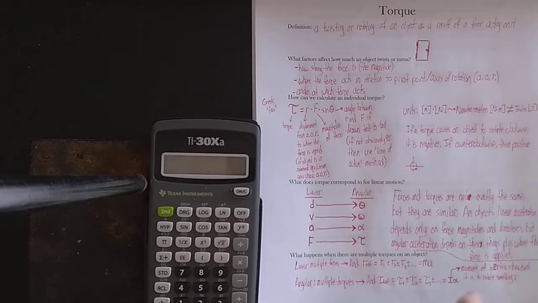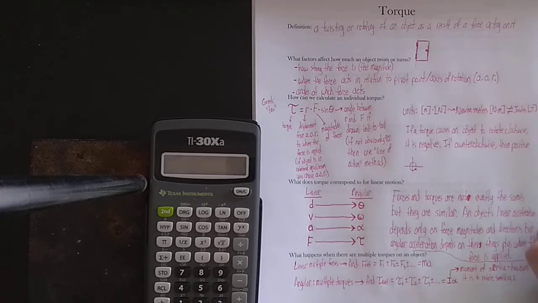Okay, how hard it is to make something rotate. And it is based on the shape of the object, the mass of the object, and the axis of rotation. And I'll do a quick little demonstration here. We'll see if it works. It may not. I will go over this more in class as well.